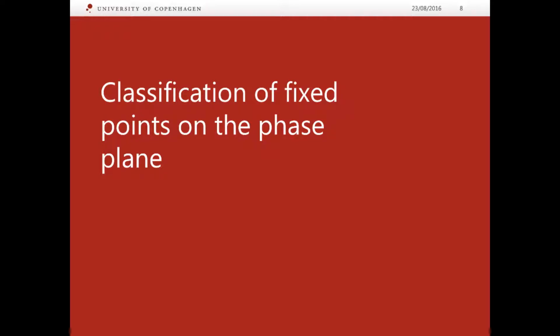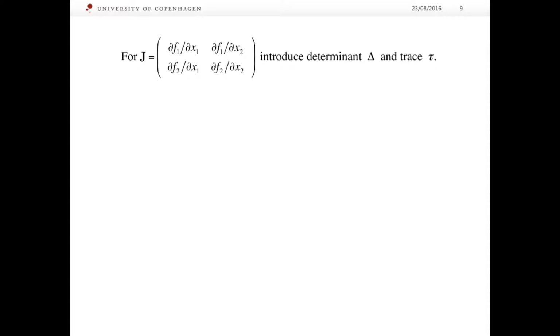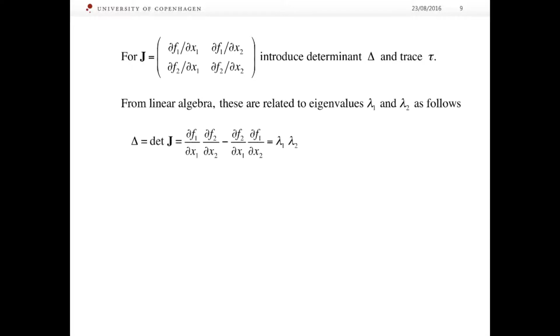Fixed points on the phase plane can have different types of stability, and in what follows we are going to classify fixed points on the phase plane based on their stability. To do this, it might be slightly easier if we introduce two additional quantities. Namely, if we look at the Jacobian matrix, the linearization matrix, for this matrix we can introduce a determinant delta and trace tau.